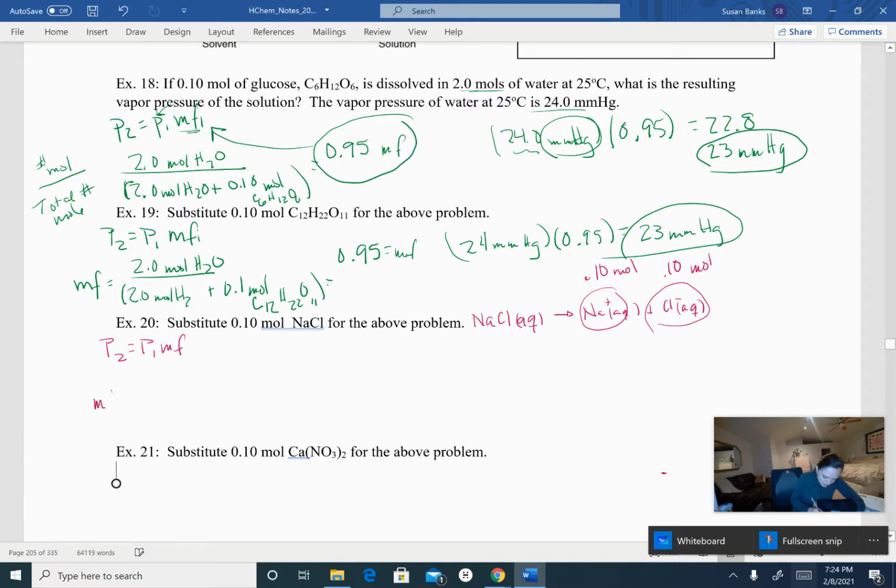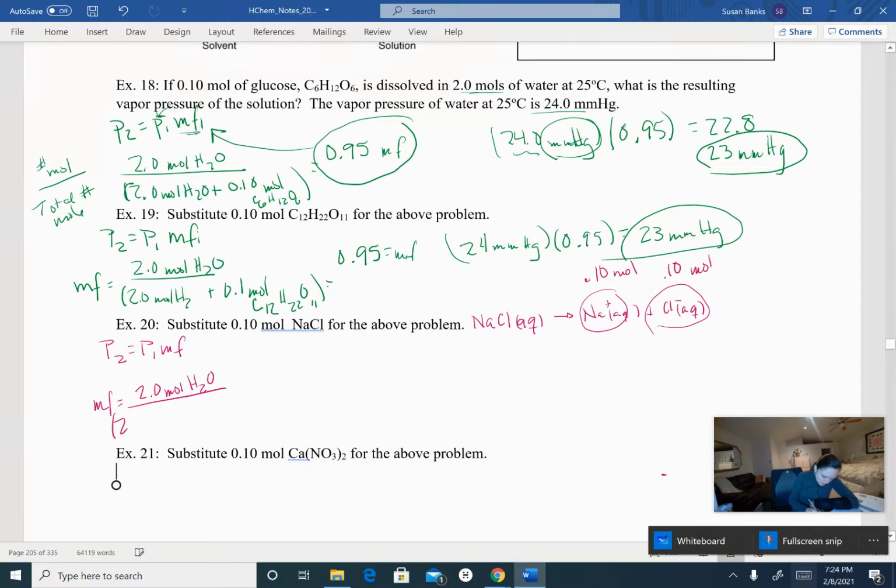So we're still going to use water on the top because that is the solvent. So we have 2 moles of water, but our total changes. So I have 2 moles of water, and I have 0.1 mole of sodium ions, and I have 0.1 mole of chloride ions. So I'm really going to be taking 2 divided by 2.2, right? So when I do that, 2 divided by 2.2, let's see.